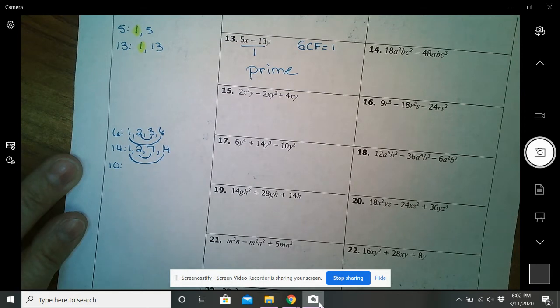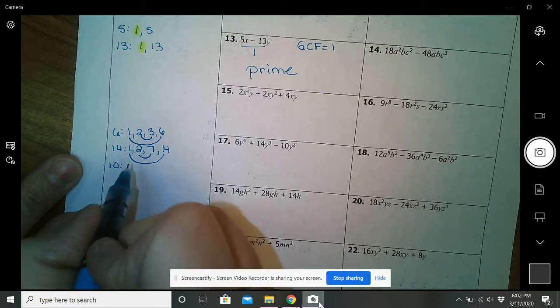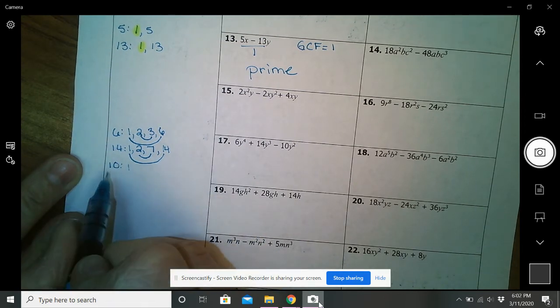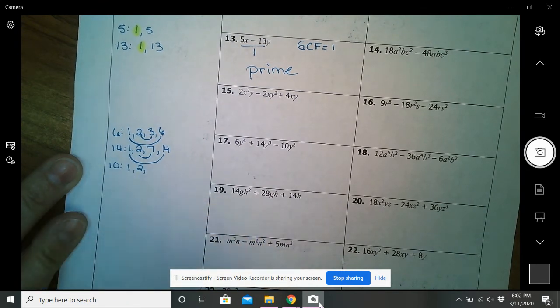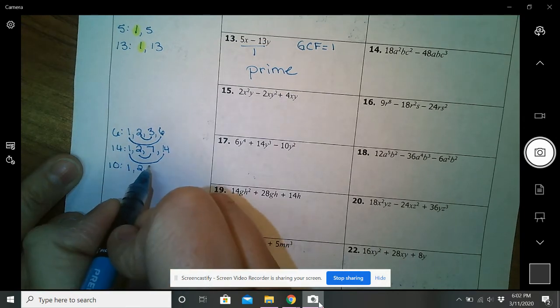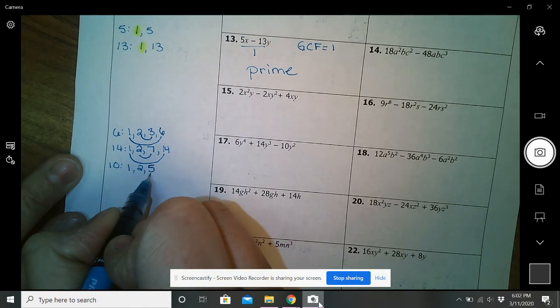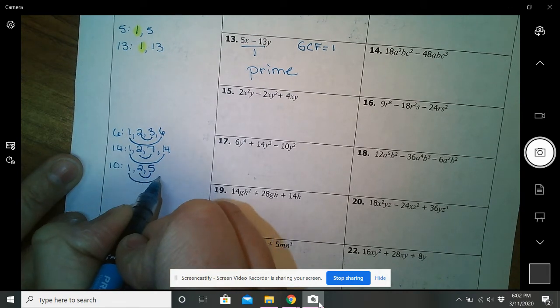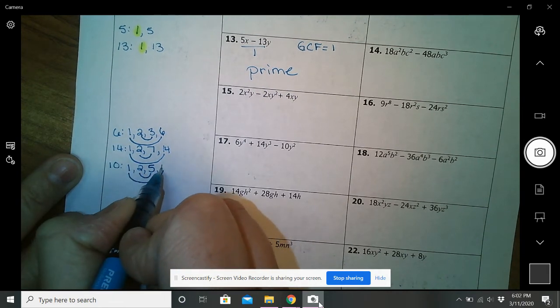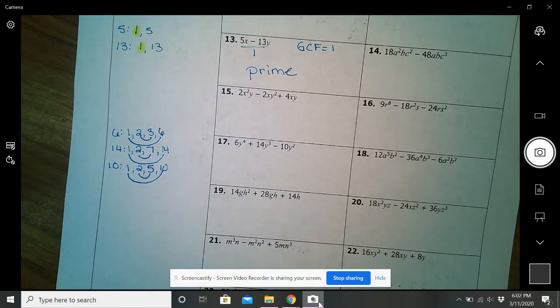Okay, I need to do it one more time for this 10. I can always divide by 1. 10 divided by 2 is 5. 10 divided by 3 is a decimal. 10 divided by 4 is a decimal. 10 divided by 5 is a whole number 2, so there's a pair. So I can complete my list now. 1 times 10 is 10.